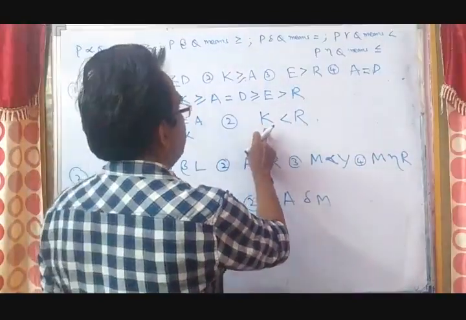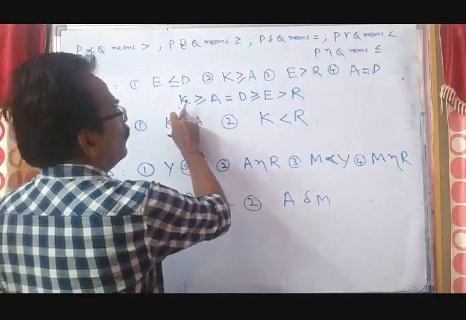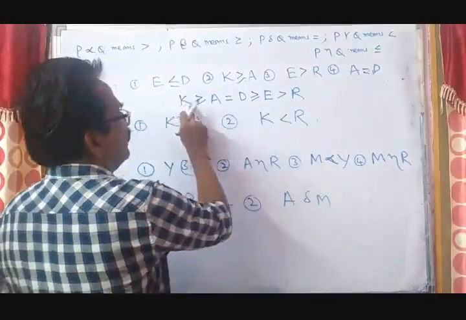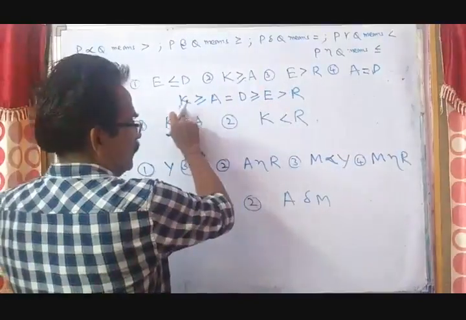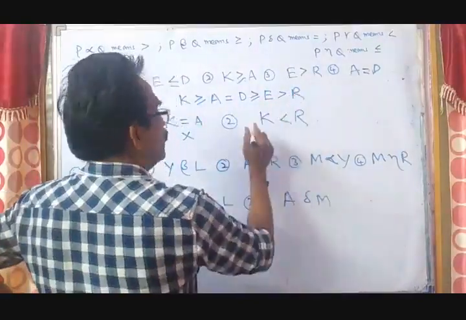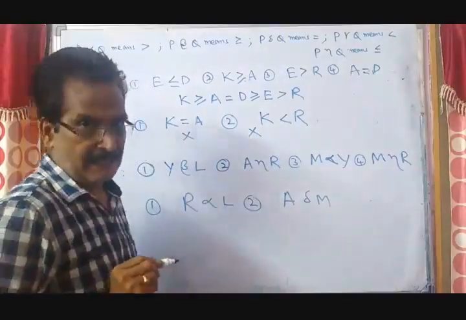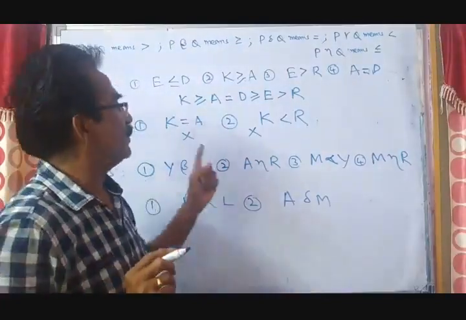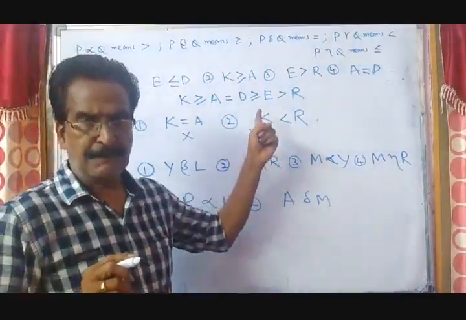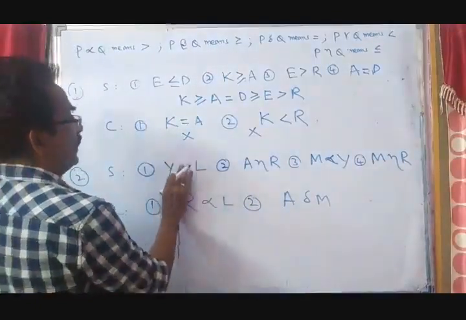Let us see the second statement. K less than R? No. K greater than or equal to R. But it is given K less than R. So the second conclusion also doesn't follow. So here your answer is the option neither. Let us see the next question.